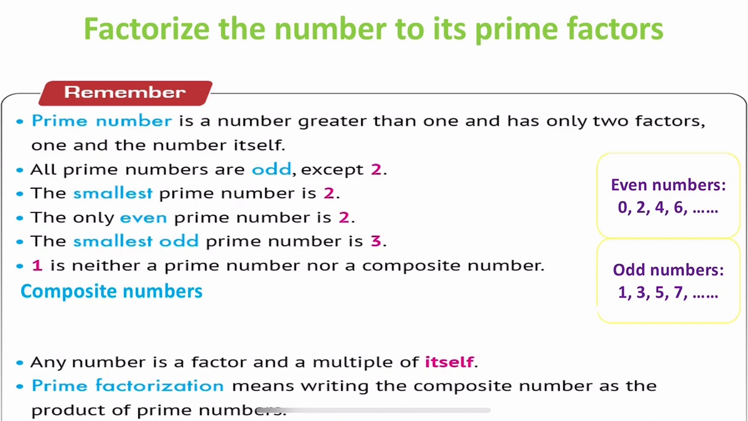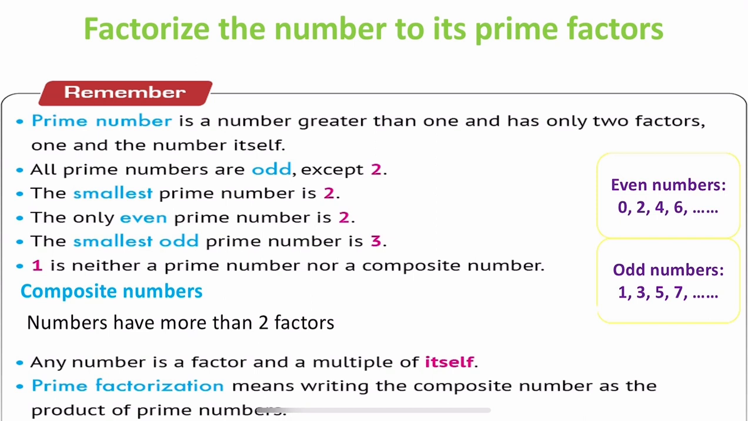If we remember, 1 is neither prime nor composite number, because 1 has one factor only. So composite numbers have more than 2 factors. And remember, any number is a factor and a multiple for itself.